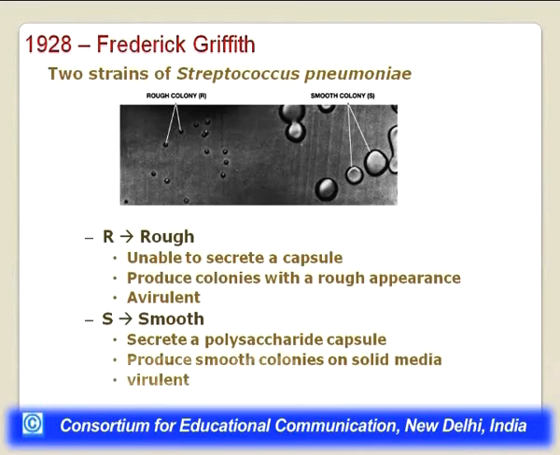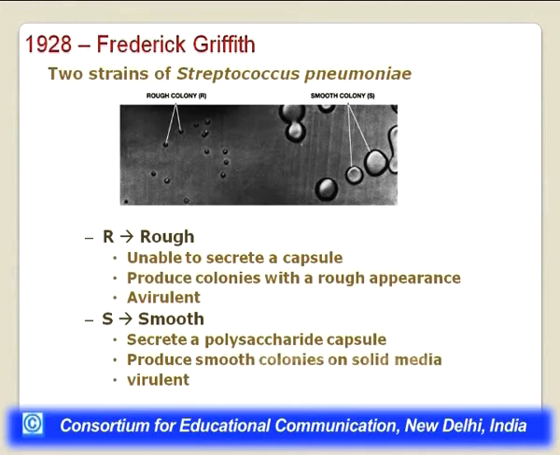The actual strain which was causing the disease was the S strain, also termed the smooth strain, because it secreted a polysaccharide capsule around it and therefore it gave a smooth appearance to the colonies when they were grown on solid media. And they were the ones which were disease causing, or virulent or pathogenic bacteria.